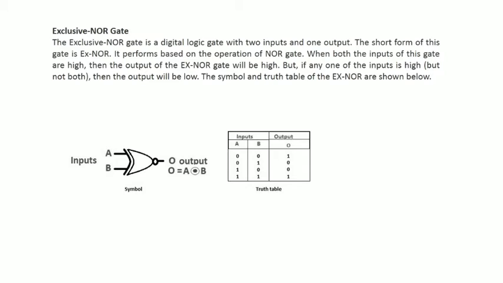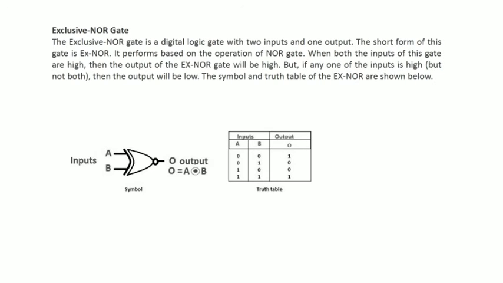So this is the truth table for the XOR gate along with the IC details. Now this is the XNOR gate. The output of its truth table is exactly opposite of the XOR gate.